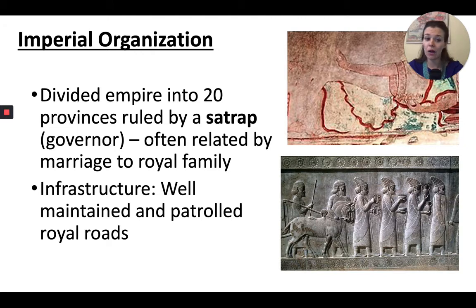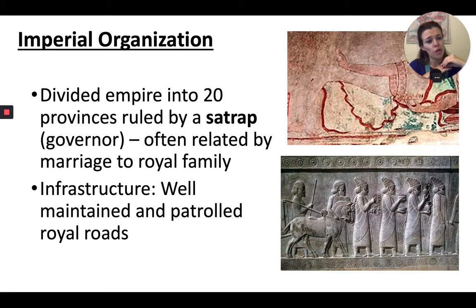So, how did they organize things? Well, you are going to see that they divided the empire into 20 provinces. These provinces are going to be ruled by a satrap, a governor. And these governors are often related by marriage to the royal family. So every province is like a miniature royal court.